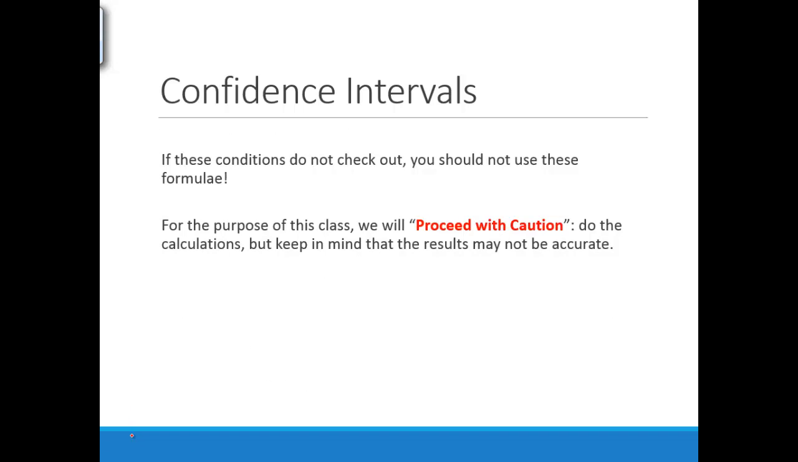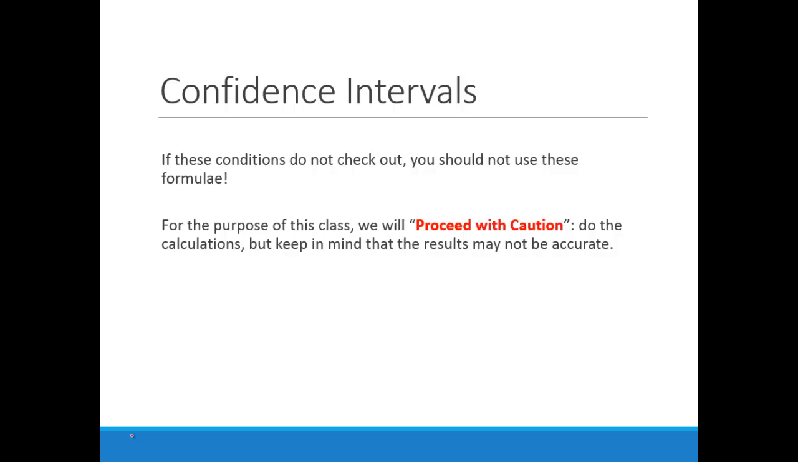A final note: if your conditions don't check out, so if your sample is clearly biased, or your sample size is really small and your data is not even close to being normal, then we shouldn't use these formulas. There are other ways to find confidence intervals that are outside the scope of this class. But as we practice, we might do the calculations anyway, just to see what the interval would look like, and keep in mind that the results may not be great.